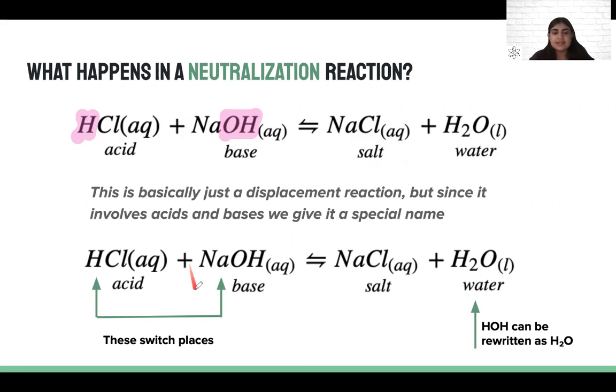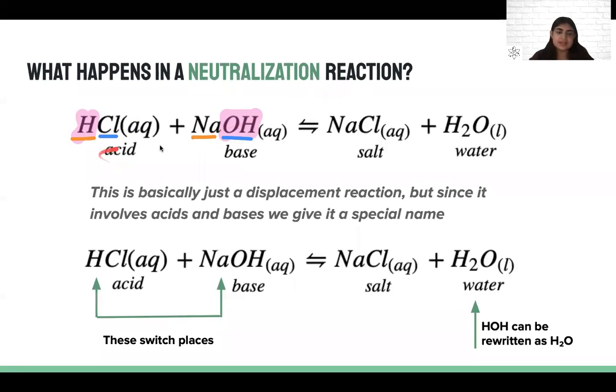Now, neutralization reactions are basically just displacement reactions. But since they involve acids and bases, we give them a special name. Because if we really look, we have here a metal. Well, I mean, hydrogen isn't really a metal, but it's looking to lose electrons. And then we have sodium also looking to lose electrons. And on the other hand, we have chloride, which wants to gain electrons, and hydroxide, which is a little bit more complicated, but we're going to treat it as kind of wanting to gain electrons.